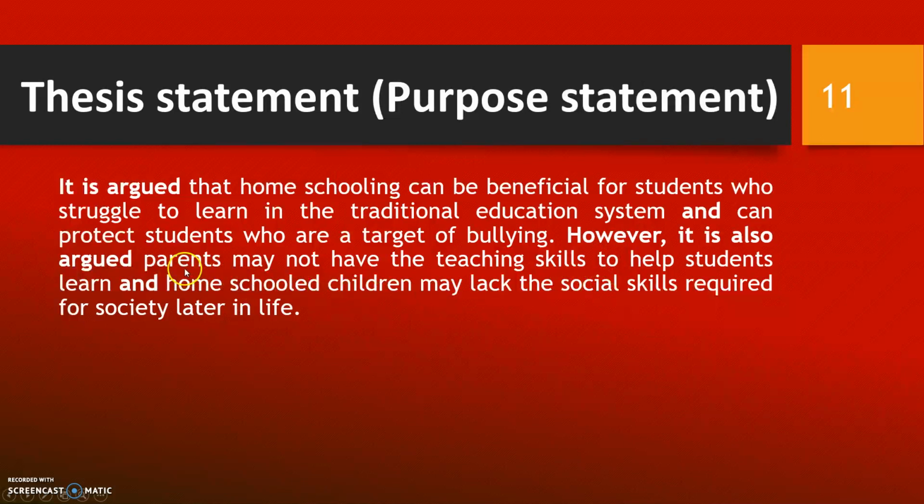Let's take a look at what we've got here. We've got parents may not have teaching skills to help students learn. That is going to be the third paragraph, or in other words, the first disadvantage paragraph. We've got 'and', so we're connecting our next idea: homeschool children may lack social skills required for society later in life. That's the second disadvantage. So you can see this thesis statement tells us what will be discussed in the body. It's really important.